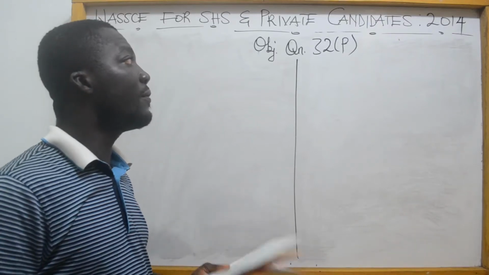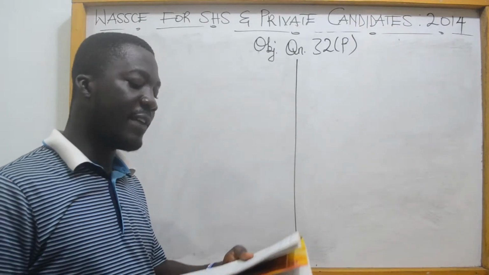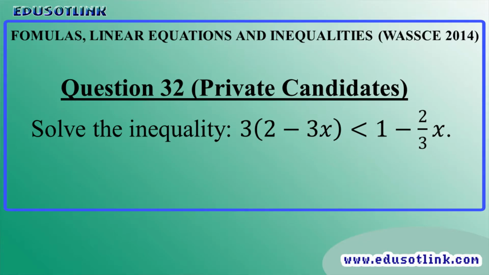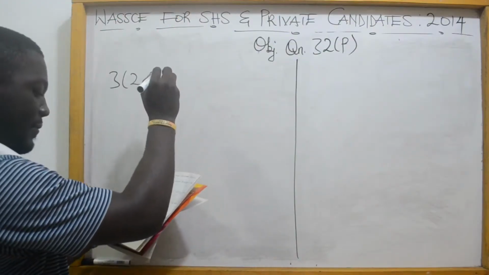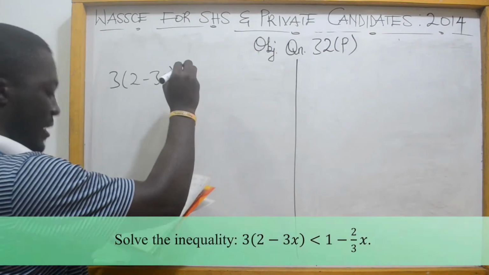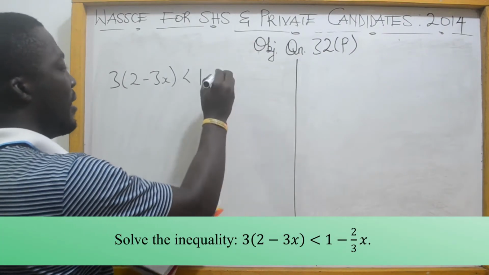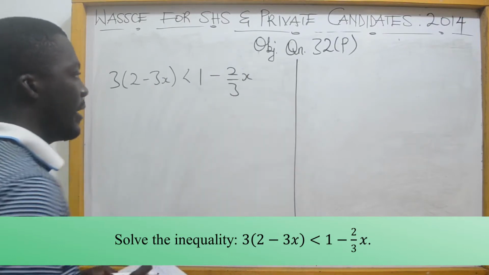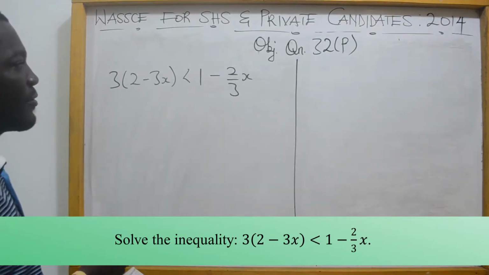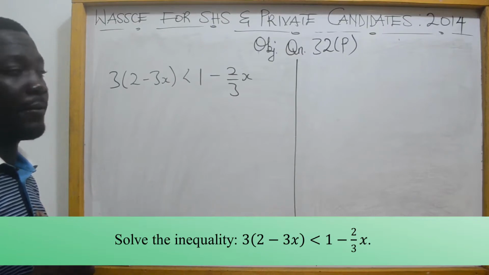Our objective question 32 for private candidates. It says we should solve the inequality 3 into bracket 2 minus 3x is less than 1 minus 2x over 3. The least common denominator is 3.